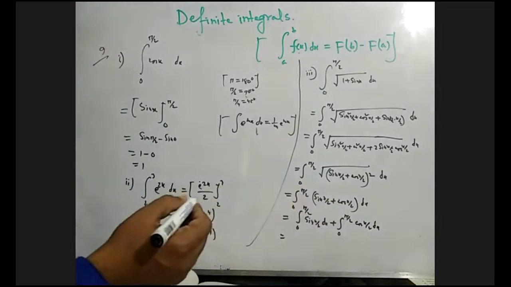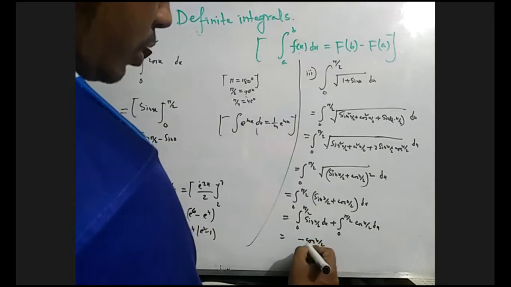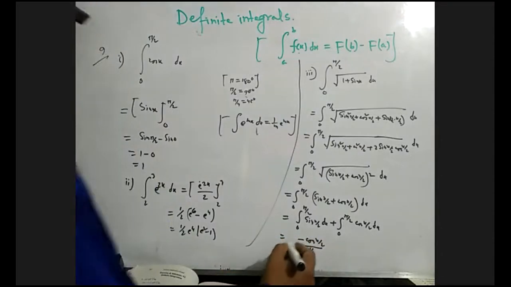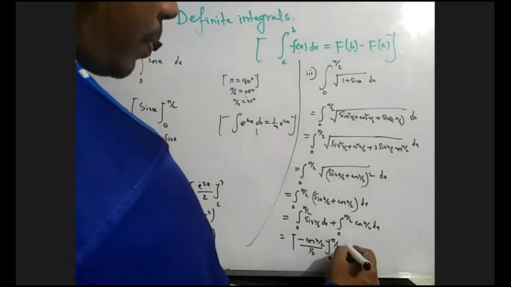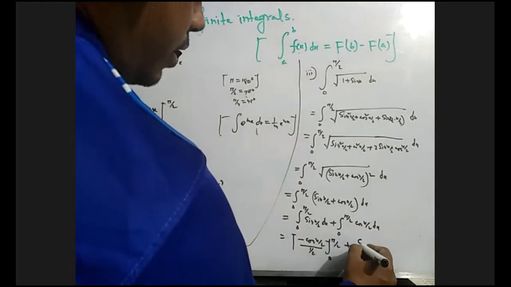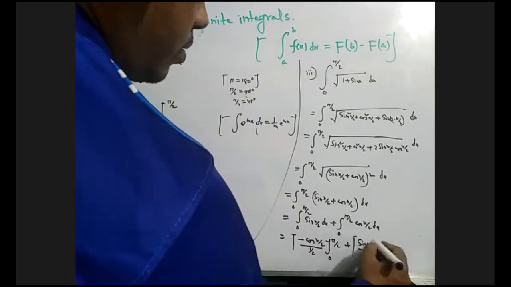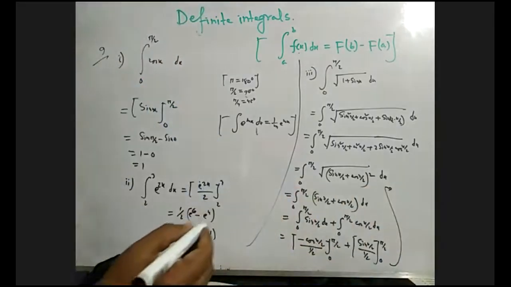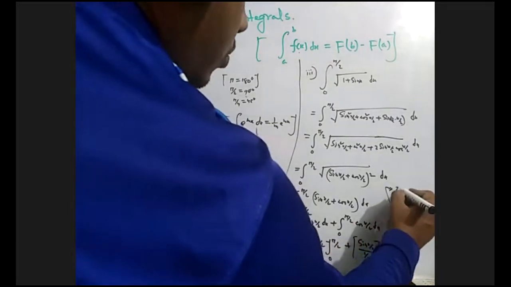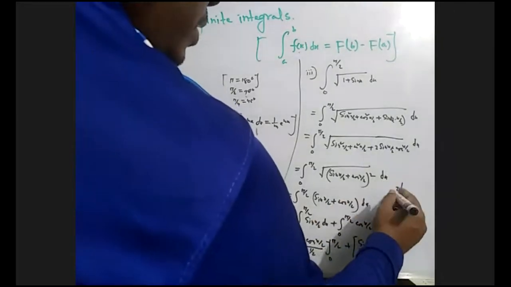Now what should be the integration? Sin x integration is minus cos, but we have to divide with the coefficient of x. Coefficient of x, what? Half. From 0 to pi by 2, plus cos integration is sin, dividing with the coefficient of x, from 0 to pi by 2. So 1 divided by half means 2. Cos pi by 2 means what?